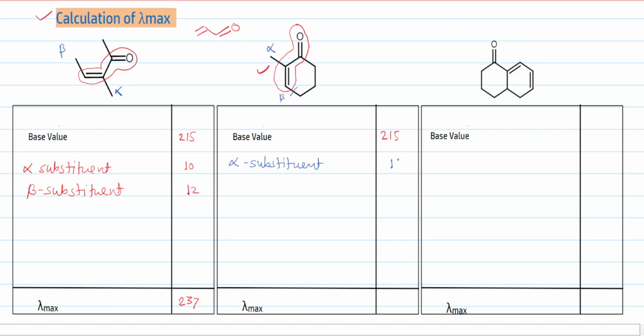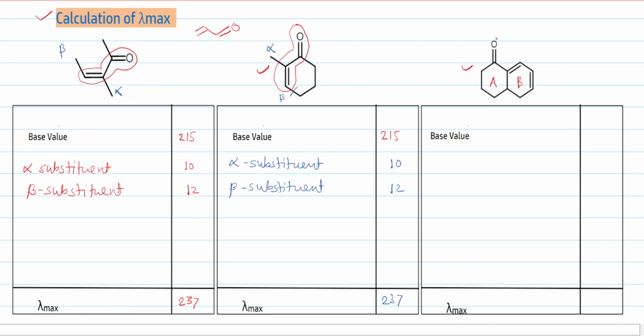So here I will write 10 nanometer. Beta substituent, and the beta substituent is a ring residue, so the value is 12. Now again, a cyclic ring is there but no exocyclic double bond, no extra conjugation, no homodiene component, so the final answer will be 237 nanometer. The third compound has two rings, that is A and B.